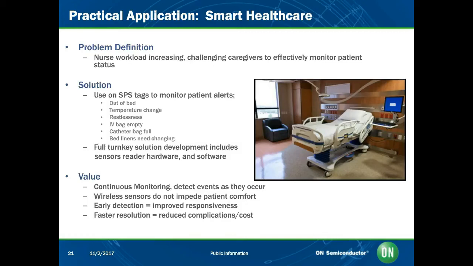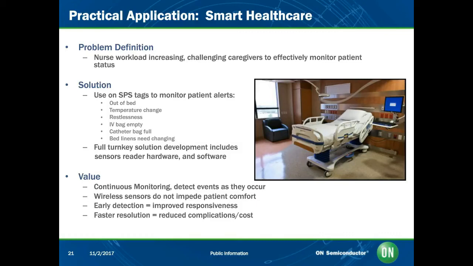So healthcare, this is another area where the smart passive sensor technology is being used and offers some benefits. Currently in a hospital, the nurse workloads are continually increasing, which makes it more and more challenging for caregivers to be effective in monitoring the patient's status. They can't be in every room all the time.